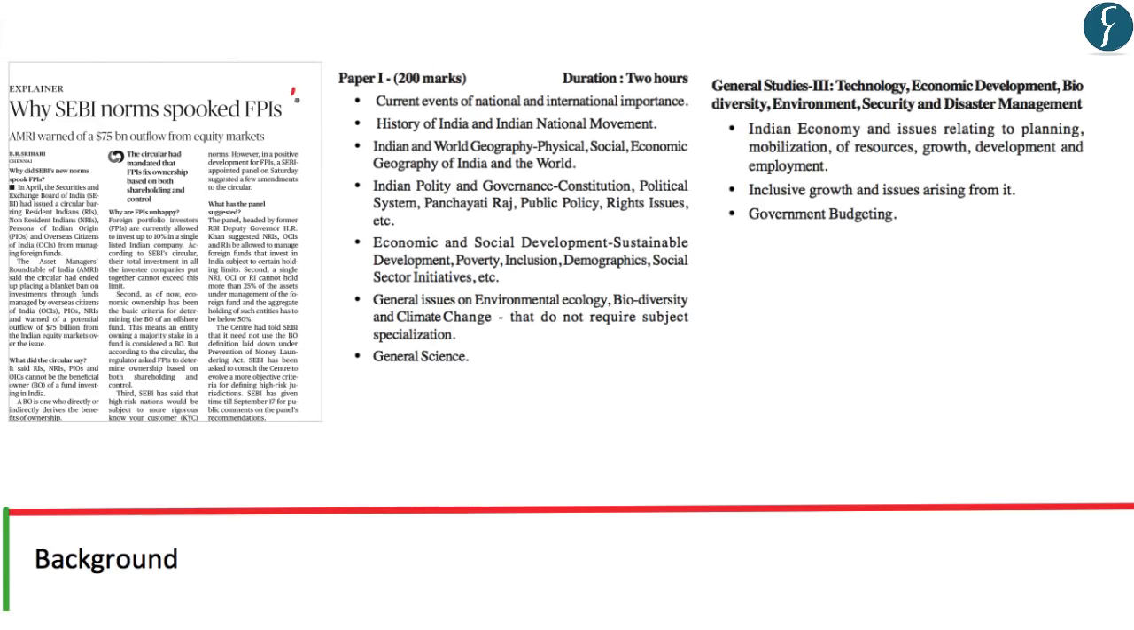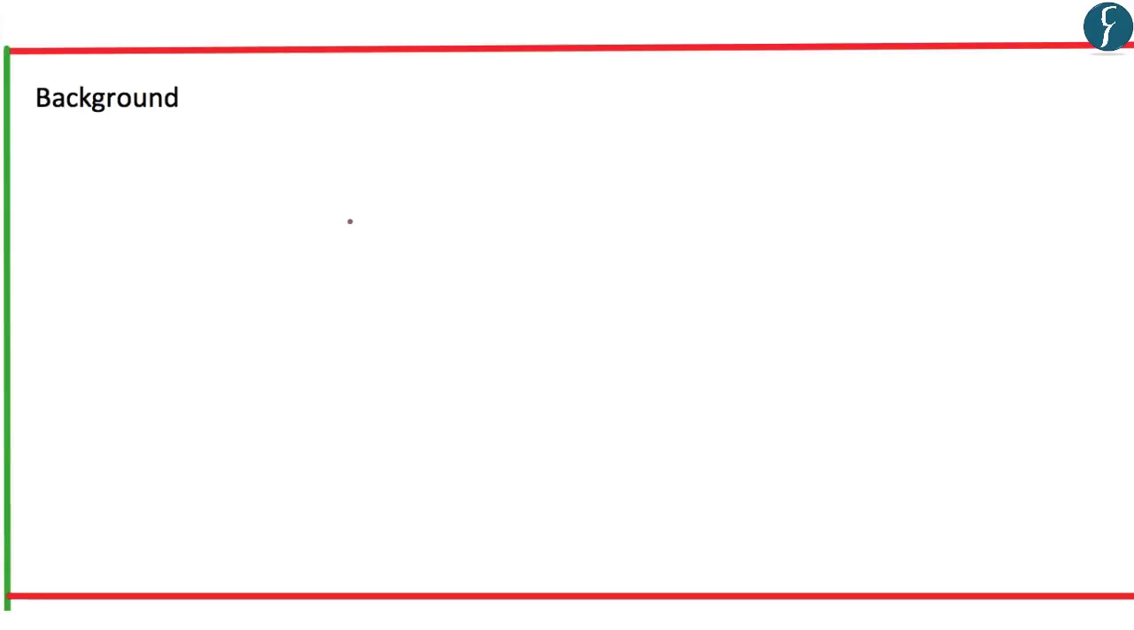The next news appears on page number 14. The news reads, why SEBI norms spooked FPIs? AMRI warned of a $75 billion outflow from equity markets. Now this topic forms a part of GS paper 3 under economic development, and in your prelims it forms a part of economic development.